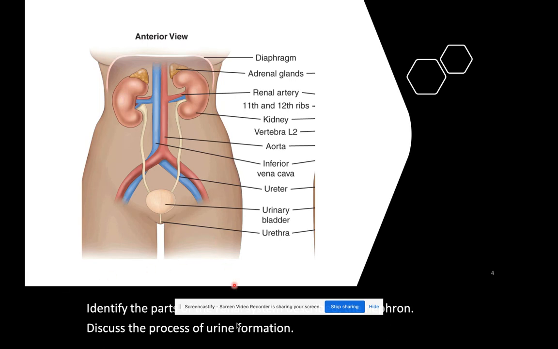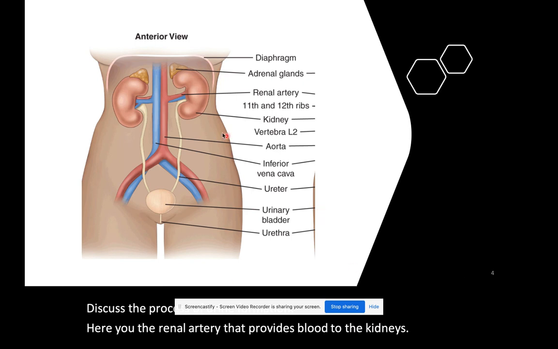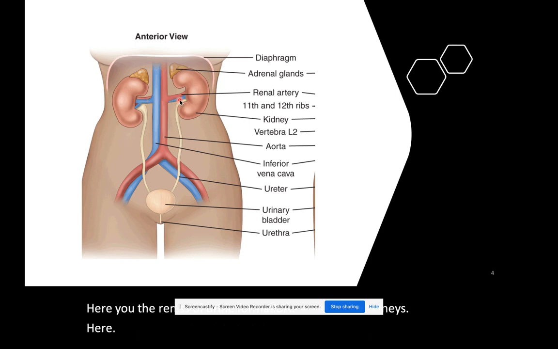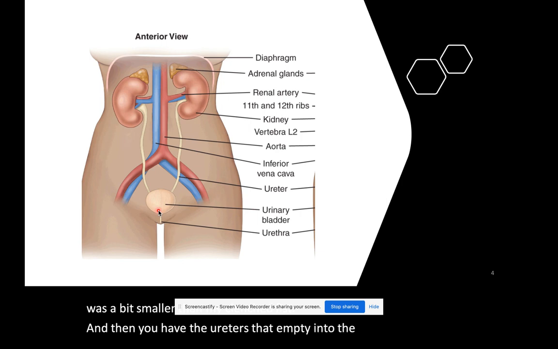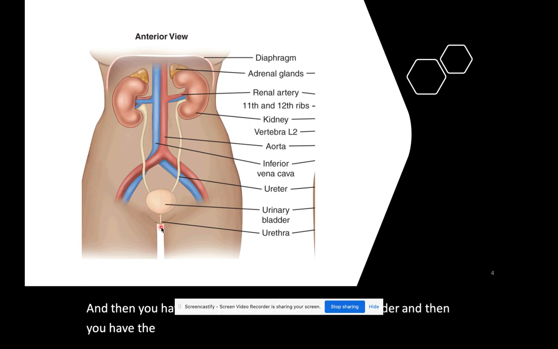Here you see the renal artery that provides blood to the kidneys. The kidneys are bean-shaped and the size of a clenched fist. I've seen a real kidney when I witnessed an autopsy, and I would say it was a bit smaller than my clenched fist. And then you have the ureters that empty into the bladder, and then you have the urethra, which empties urine out of the body.